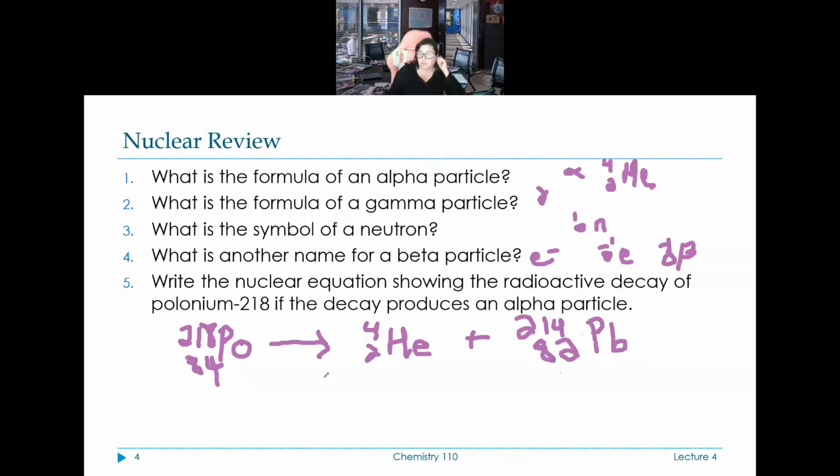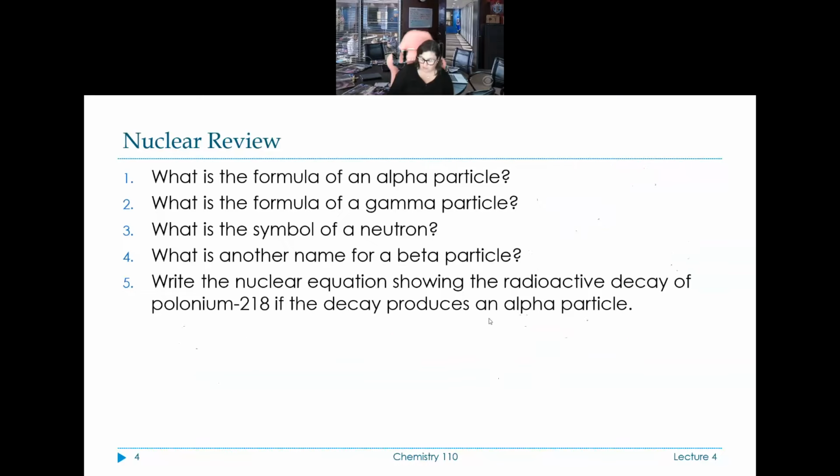Okay? And that's how we do that. We start with what they give me, 218, polonium Po. I look up the number for Po, which is 84. I know that it produces an alpha particle, which is a 4,2 He. And then this other thing has to be the difference between the polonium-218 and the alpha nucleus. Okay, so that's how we get the 214-82 Pb. Questions, comments, problems on that? Let's stop the annotation.